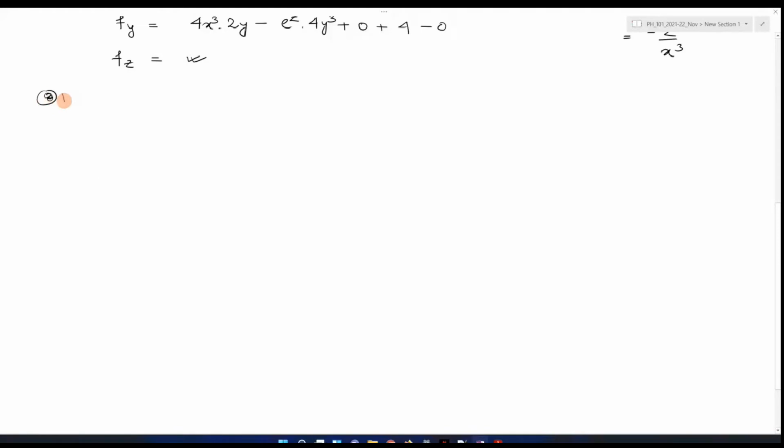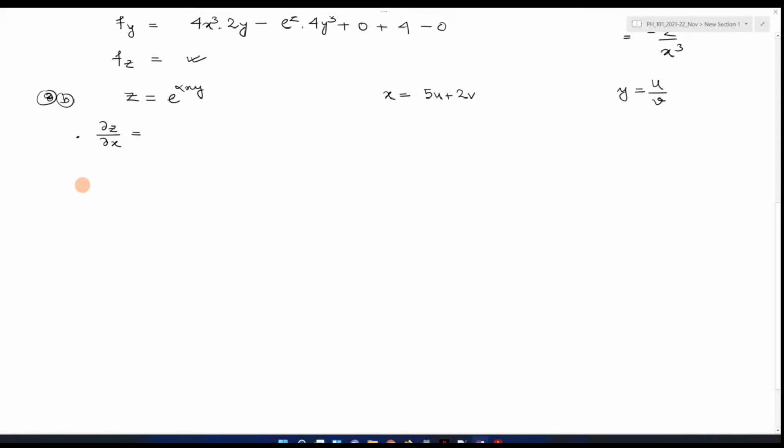So the second problem now. We are given with z is equal to e to the power alpha xy. And we are given that x is also a function of u and v, 5u plus 2v. And y is also a function of u and v. This is given to us. And we are supposed to find what will be dz by dx.